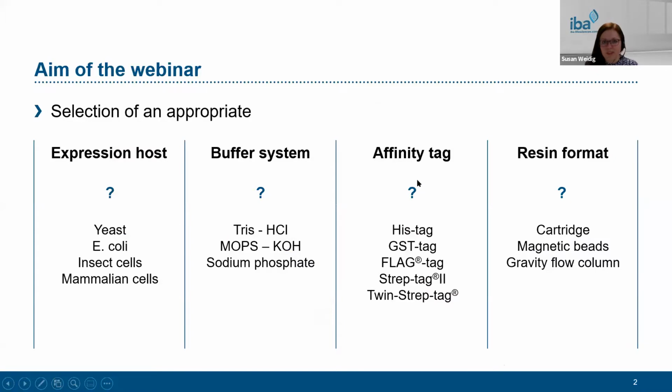So let's start. The aim of the webinar is that you are able to make the right decisions regarding the expression host, so if you use yeast, E. coli, insect cells, or mammalian cells; regarding the buffer system, for example, if you use Tris buffer, MOPS buffer, or sodium phosphate; regarding the affinity tag, so if you take the HIS tag, the GST tag, FLAG tag, Strep tag, and Twin-Strep tag; and regarding the resin format, so if you take cartridges, magnetic beads, or gravity flow columns.